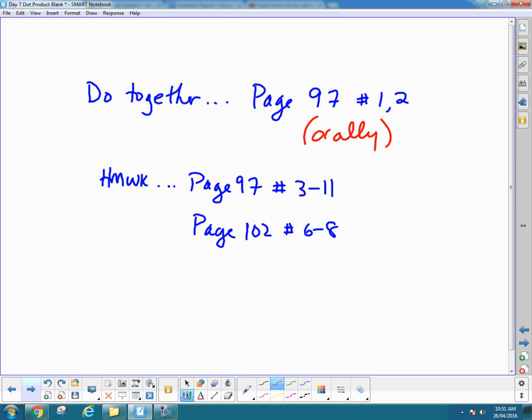After that, just try page 97, 3 to 11. Numbers 3 to 5 for sure. Make sure you do these ones. The 6 to 11, you can try them if you want. They're important, but not as important. And these ones for sure as well. So if you only have a little bit of time tonight, make sure you try 3, 4, and 5, 6, 7, and 8.